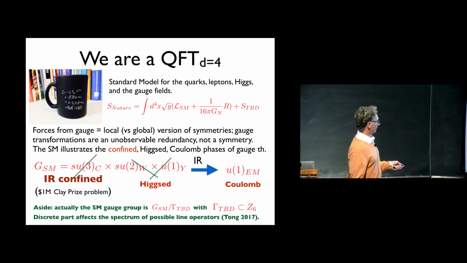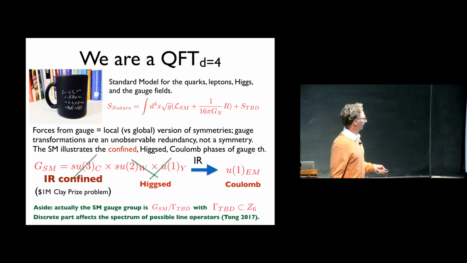There's the strong force, which is SU(3) color, which in the infrared is confined. This is an unclaimed $1 million Clay Prize problem, to show this confinement. And then SU(2) weak and U(1) hypercharge are broken down to a subgroup, which is electromagnetism. This is the Higgs phase. Electromagnetism is in the Coulomb phase.